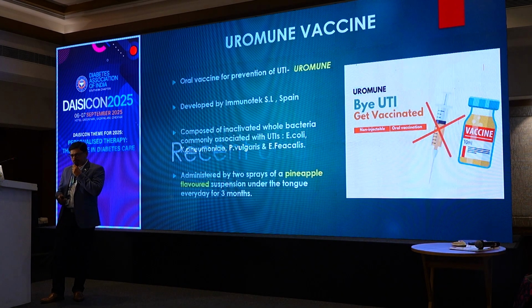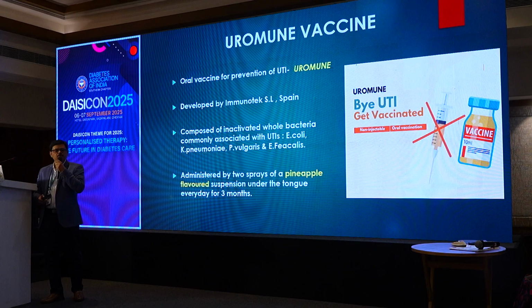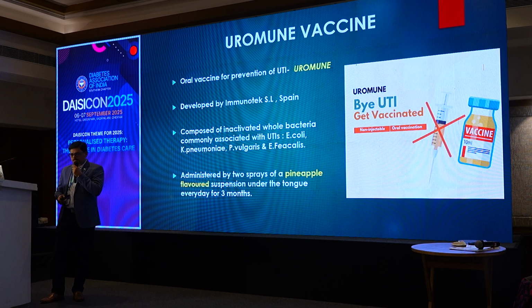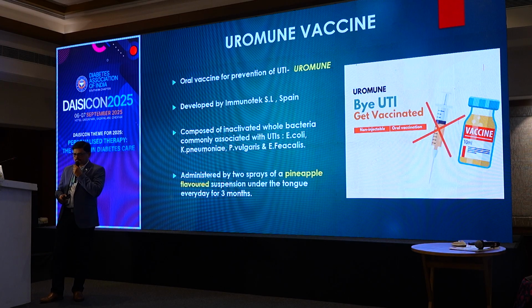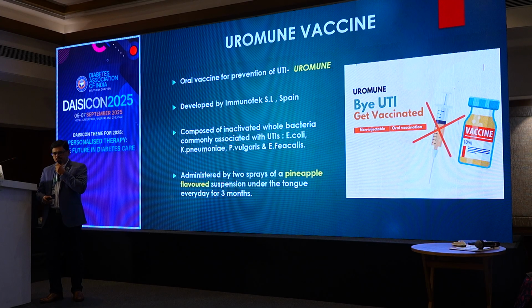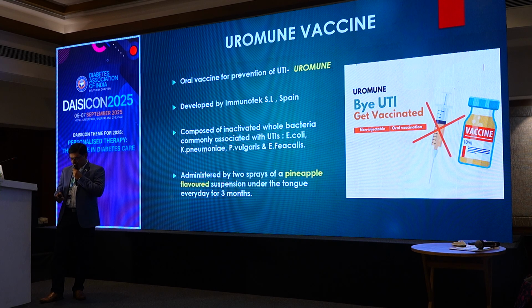So recently there is a vaccine called Uromune. This is an oral vaccine used for the prevention of UTI. It is composed of the inactivated bacterial components of UTI organisms: E. coli, Klebsiella pneumoniae, Proteus vulgaris and Enterococcus faecalis. This is yellow colored. Usually it is administered as 2 sprays of pineapple flavored suspension under the tongue, and it is continued for 3 months.